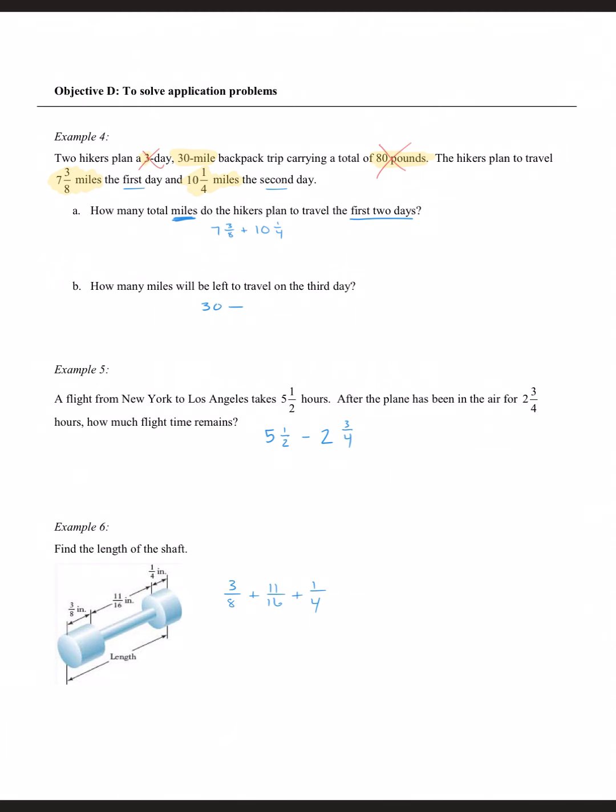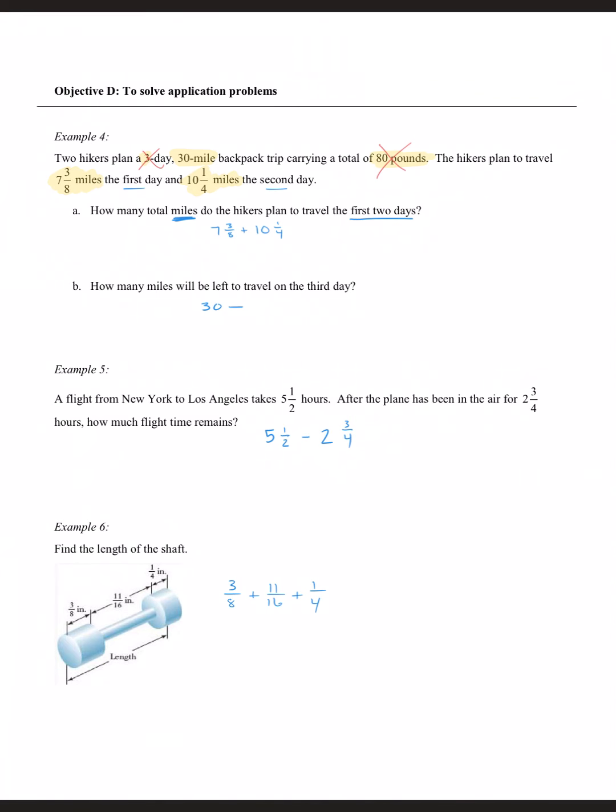And then in B, it says how many miles will be left to travel on the third day. Remember, it's a 3-day trip. This is the first day, this is the second day, and there's something else for the third day, and they have to add up to 30. So we need to take 30 minus the sum that we get from part A, and we put that here and we subtract.